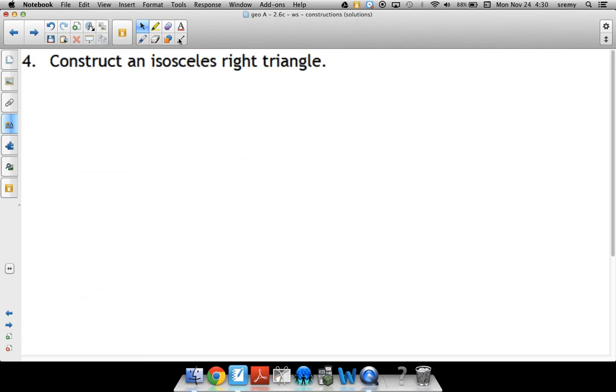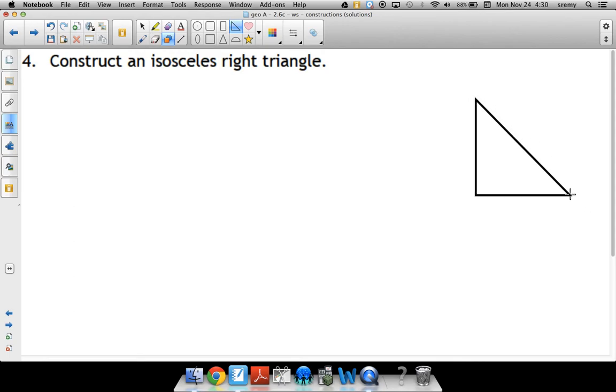For the next one, construct an isosceles right triangle. Sometimes if you just look at what one of those isosceles right triangles looks like, you might be able to figure out how to construct the parts of it. So here's an isosceles right triangle, or at least a decent approximation. Okay, so what do you notice in there? You have a right angle, and you have some congruent segments. So think about how you can construct a right angle. Think about how you can construct congruent segments.